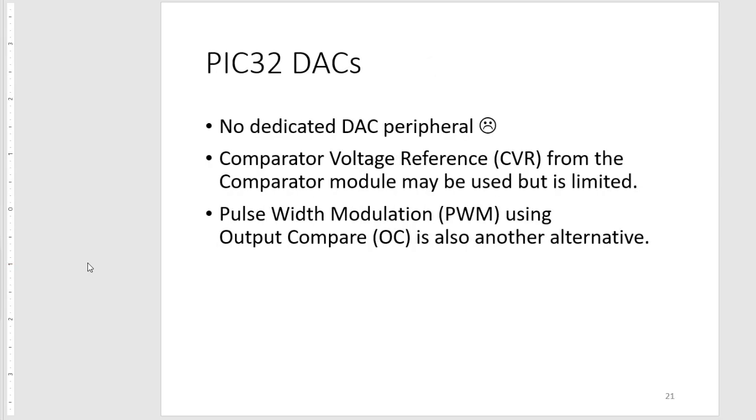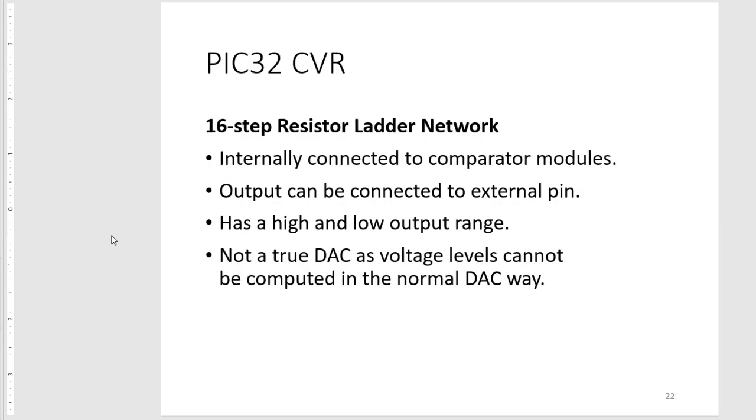So for the PIC32, we don't have a dedicated DAC peripheral. However, we do have a comparator voltage reference from the comparator module, but it's not really a DAC, rather a configurable voltage reference. Nonetheless, you can still use it as an analog voltage output. Another alternative is to use pulse width modulation using the output compare module. However, this will be explained further in a future video.